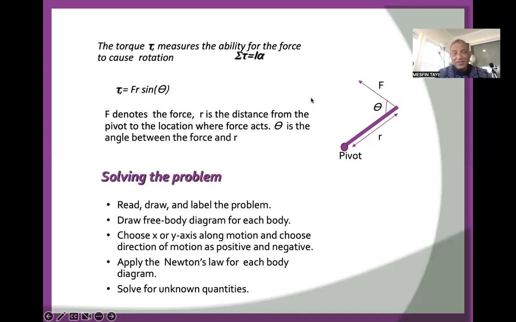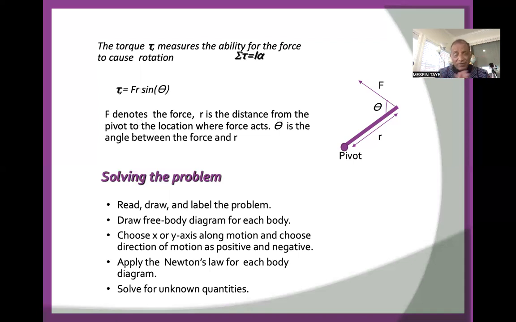So what kind of motion does this cause? Counterclockwise. So the torque is going to be positive because the force is this, and the object is rotating counterclockwise. And that torque is the force you applied times R times sine of theta. So this is what we are going to use for today's lecture.